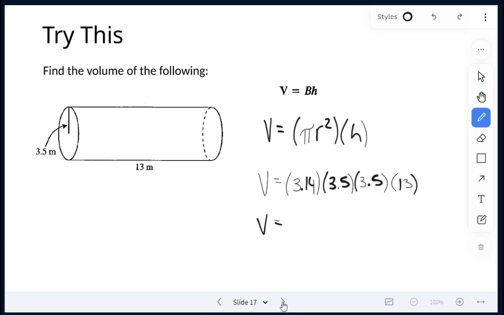All right, so we would just put that into the calculator. And I get 500.045 meters cubed. All right, so I'm going to pause it here.